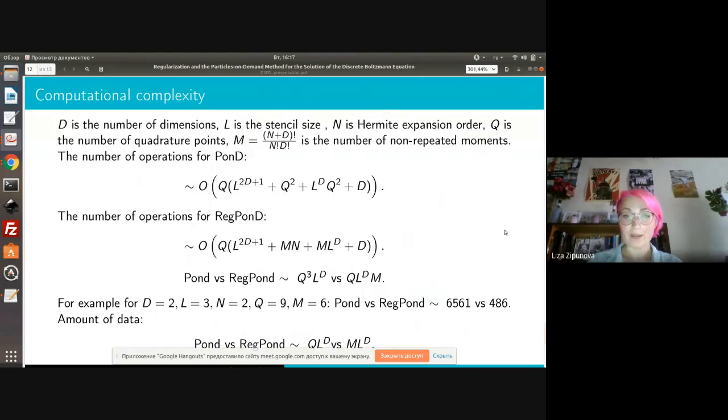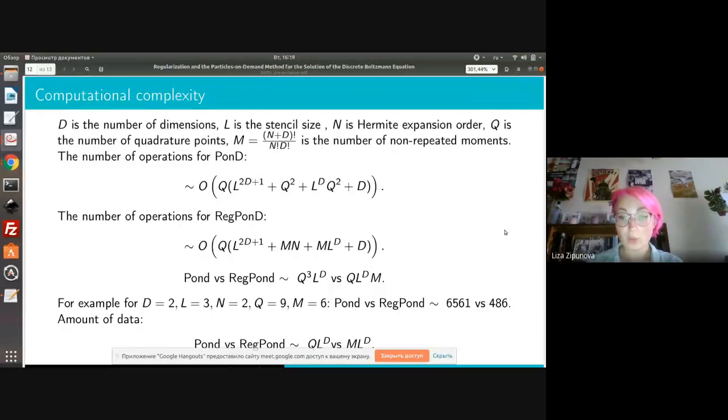Regularized particles on demand has less computational complexity with respect to the particles on demand. Several parameters affect the computational complexity. D is the number of dimensions, L is the stencil size, N is the order of Hermite expansion, Q is the number of quadrature points, and M is the number of non-repeated moments. It depends on the Hermite expansion order and the number of dimensions.